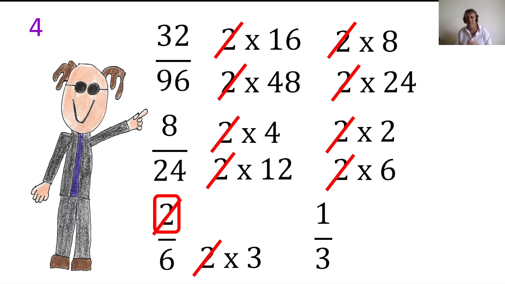1/3. We can think of it as 0 over 3, but like I say, we cannot have 0 over 3, so we have 1/3. Wow, so we went from 32/96 to 16/48 to 8/24 to 4/12 to 2/6 to 1/3. Not difficult.